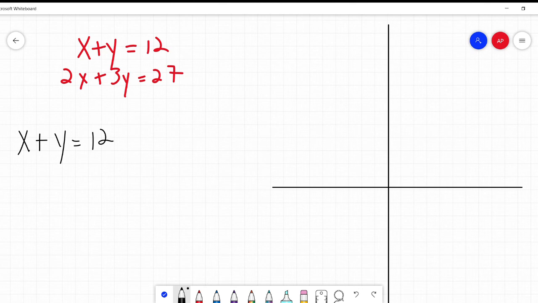All right, so I need to solve for y to do so. So I'm going to subtract x from both sides. And we get y equals negative x plus 12. So there's my first line.